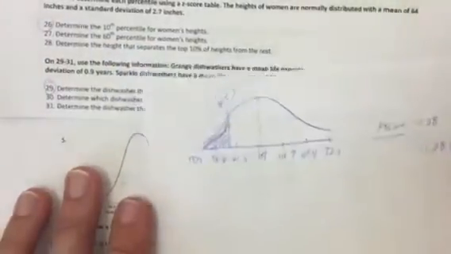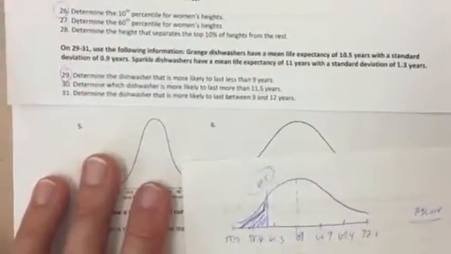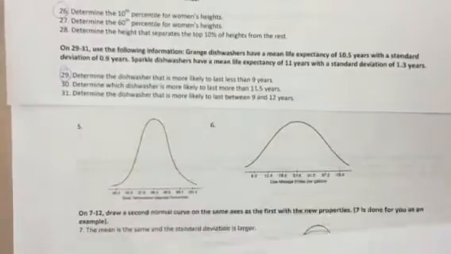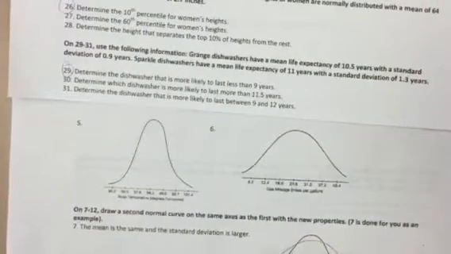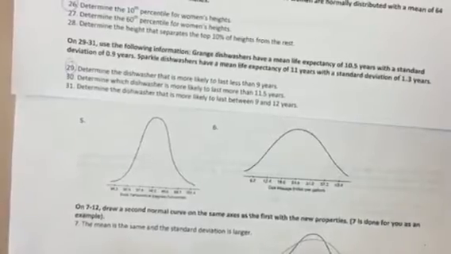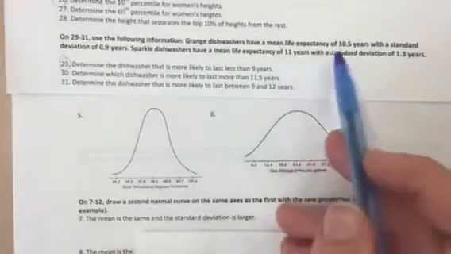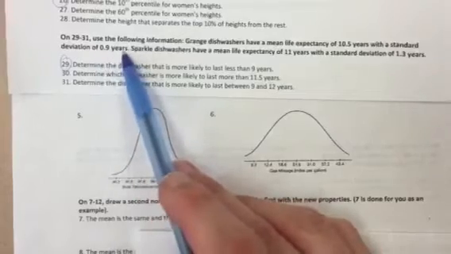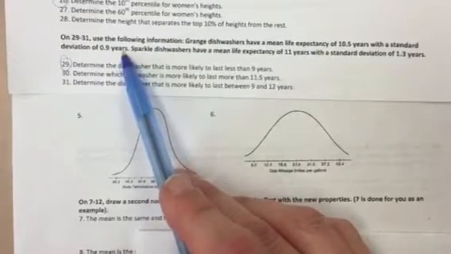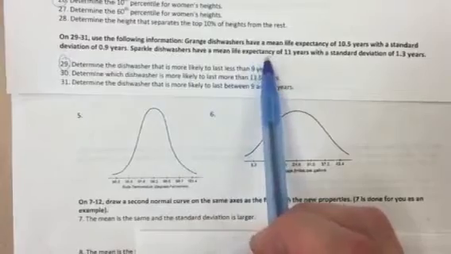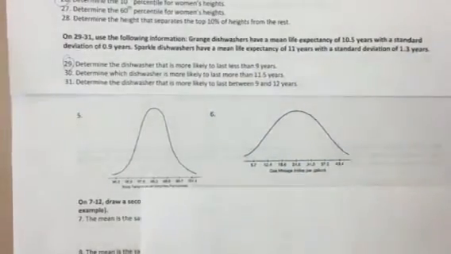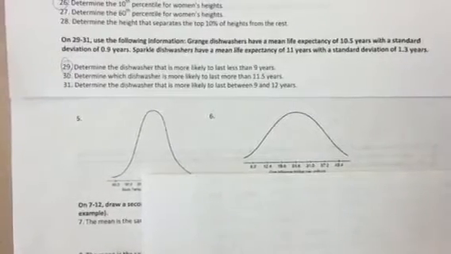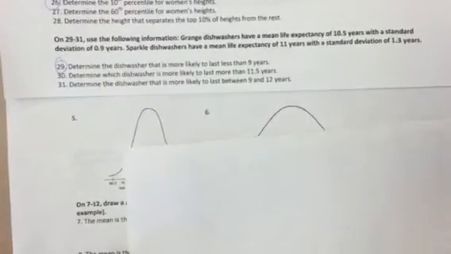And now let's look at 29 through 31. This is a comparison problem. So saving the hardest for last, we've got to use the following information. Grange dishwashers have a mean life expectancy of 10.5 years with a standard deviation of 0.9 years. And Sparkle dishwashers have a mean life expectancy of 11 years with a standard deviation of 1.3. Okay, so they didn't tell us they were normal distributions, but we're just going to assume that they are.